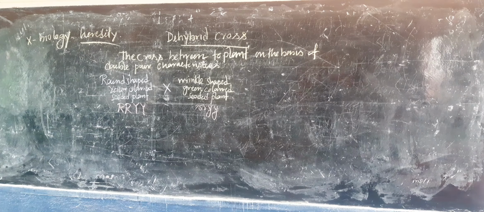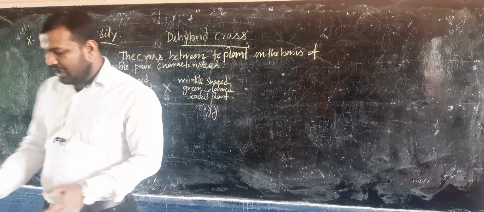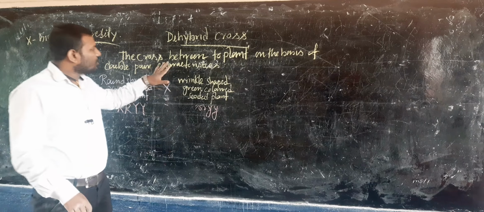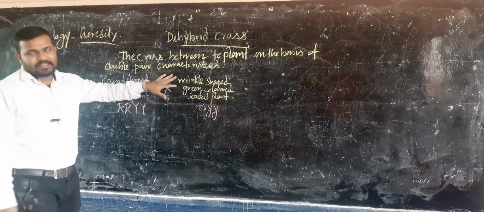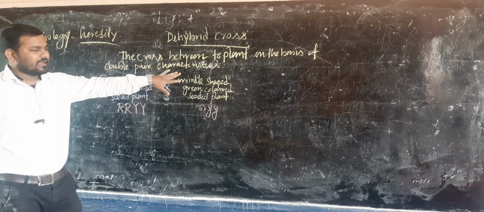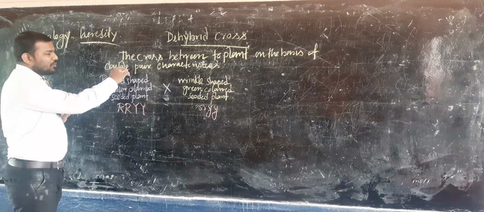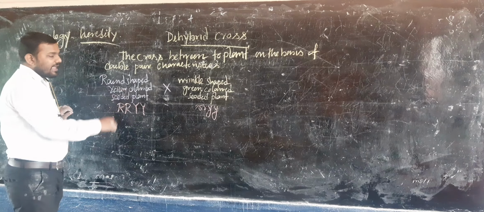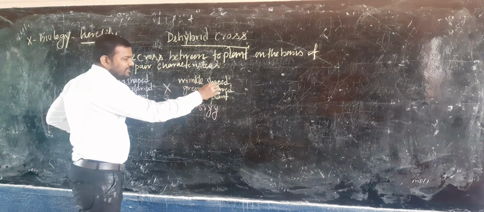Now today we are going to discuss the dihybrid cross of standard 10 within genetics. A dihybrid cross means the cross between two plants on the basis of double pair characteristics. So here are two plants. One plant produces round-shaped seed having yellow color and another plant produces wrinkled seed having green color.